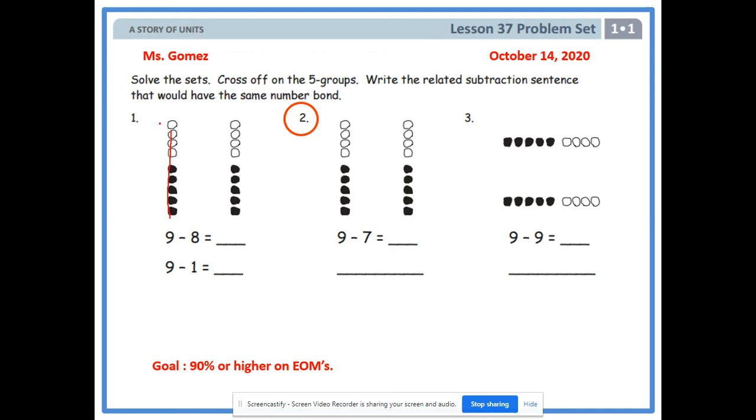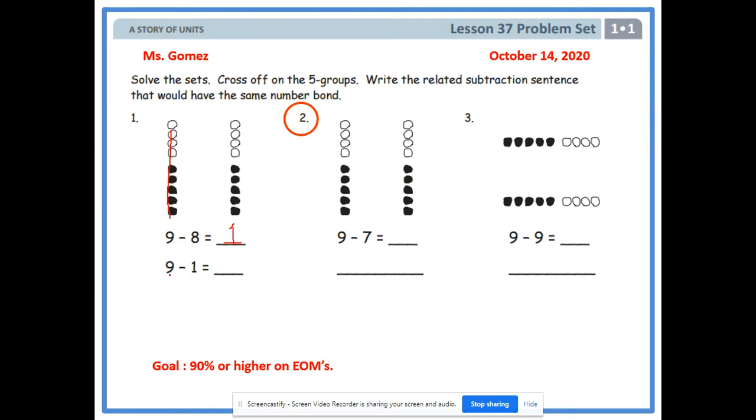Then we count and write what's left. How many left? Get ready. 1. Go ahead and write 1. Now let's go ahead and read our subtraction sentence starting with 9. Get ready. 9 minus 8 equals 1.